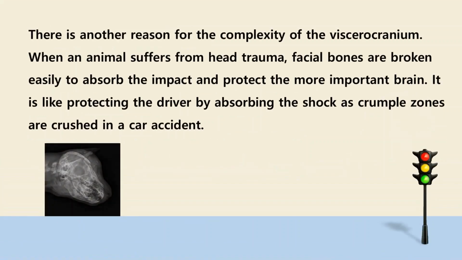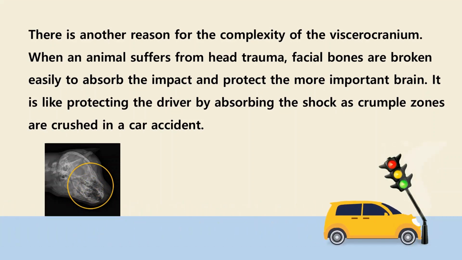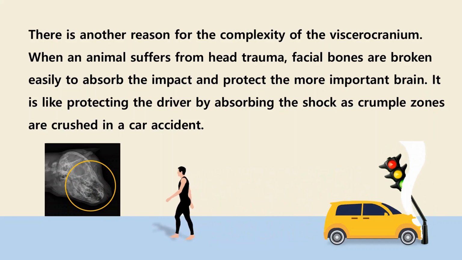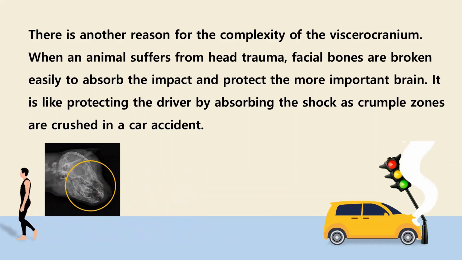There is another reason for the complexity of the viscera cranium. When an animal suffers from head trauma, facial bones are broken easily to absorb the impact and protect the more important brain. It is like protecting the driver by absorbing the shock as crumple zones are crushed in a car accident.